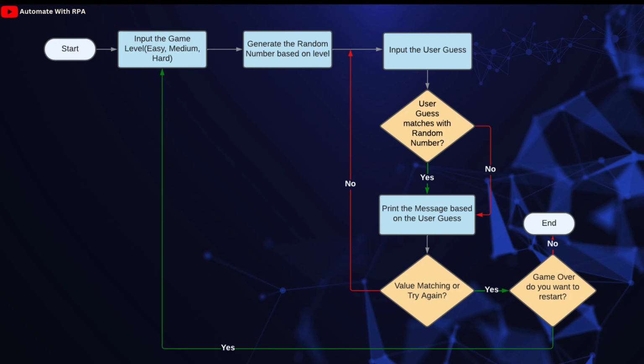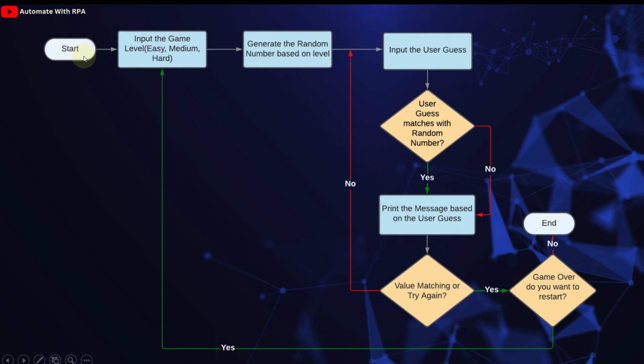In today's video, we are going to automate a game. Yes, you heard that right. It's a game. Today we are going to automate the Guess the Number game using UiPath Studio. This is the basic flow diagram that I would like to automate. Let me explain this to you.